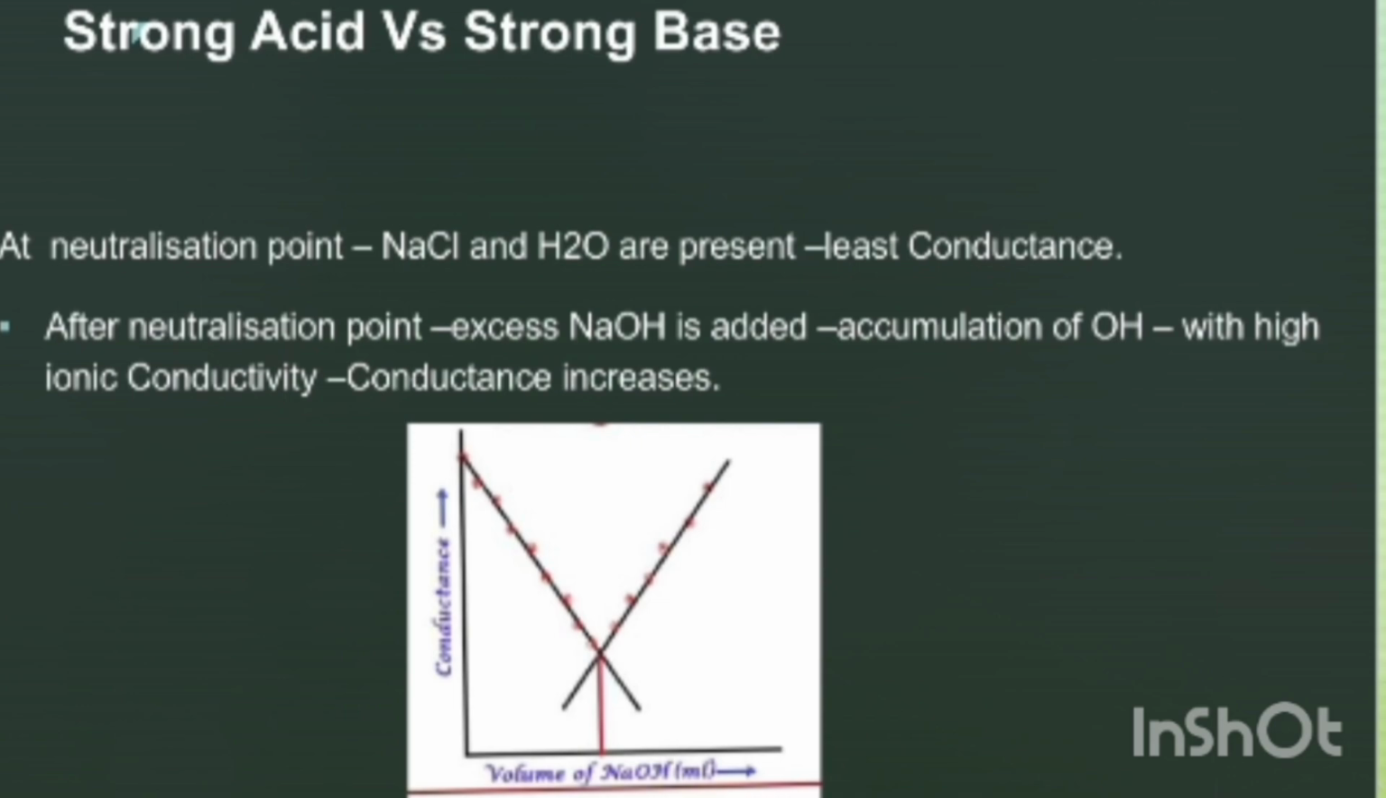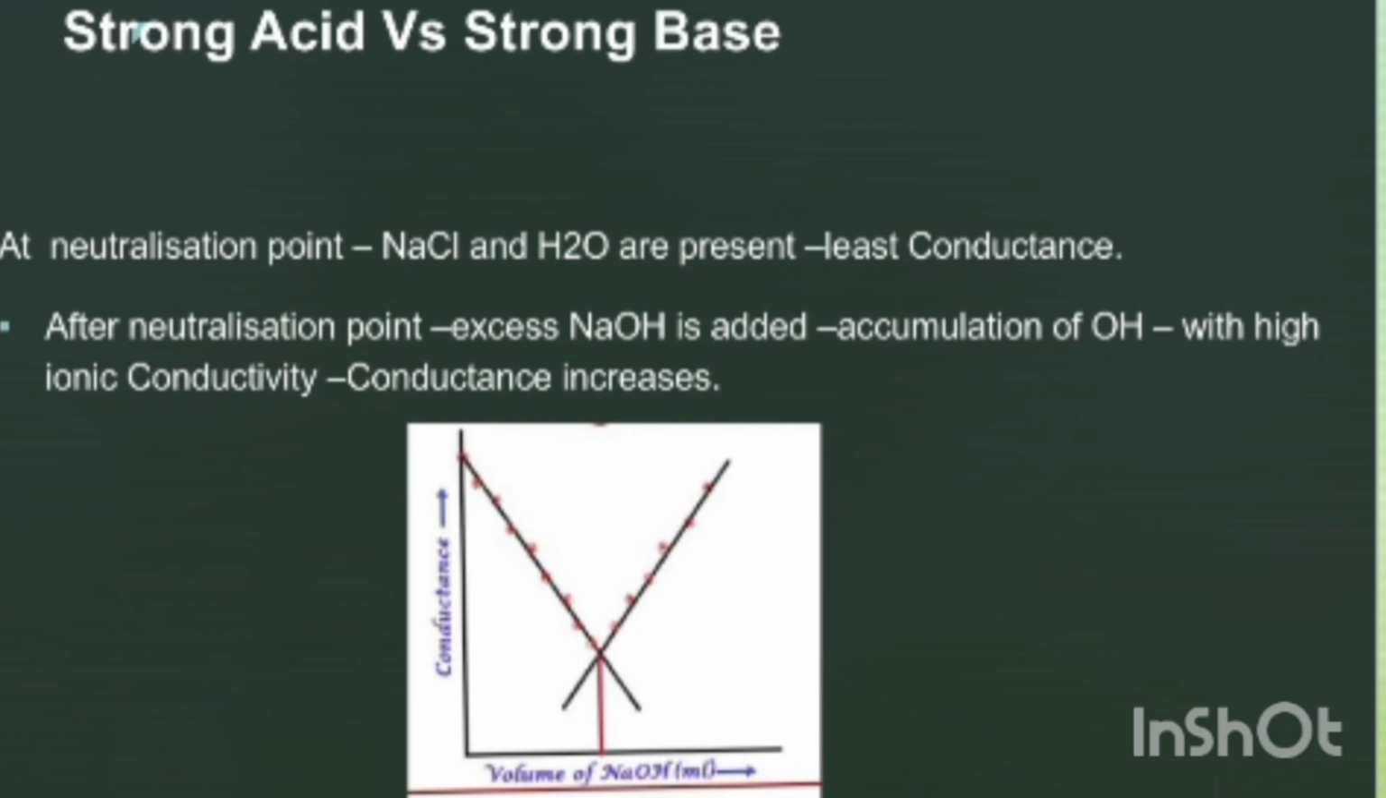At the neutralization point, all the 20 ml of hydrochloric acid has reacted with 20 ml of sodium hydroxide because the concentration is the same. At the neutralization point, only sodium chloride is present as a solution in water. In sodium chloride, both the Na+ and Cl- ions have low ionic conductivity. So this is the least conductance of all the values in the titration.